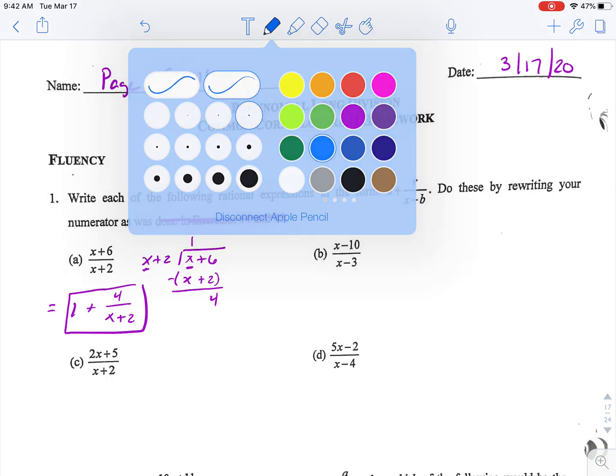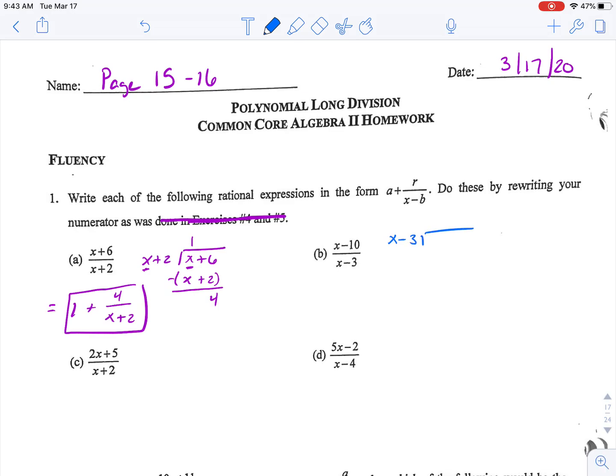Okay, looking at part B. Okay, again, x times 1 is x. We'll distribute and subtract. And let's see, x minus x cancels. Negative 10 minus the negative 3, careful with the double negative, is negative 7. So again, we have a quotient of 1. And instead of writing plus negative 7, I'll write minus 7 over the x minus 3. And there we have it.